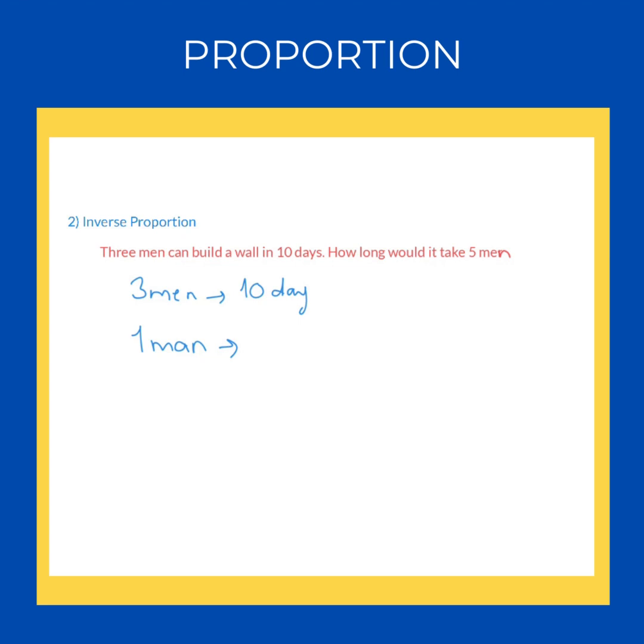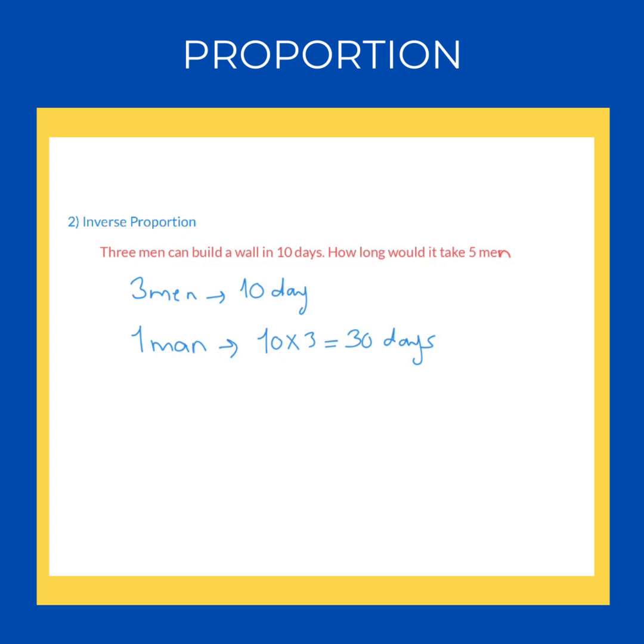So since it's gonna take longer, then I need to magnify the number, so I need to multiply. So 10 times 3 is 30 days. So it will take 1 man 30 days to build a wall. Now the question is, how long would it take 5 men? So you ask yourself, if 1 man, it takes him 30 days to build the wall.